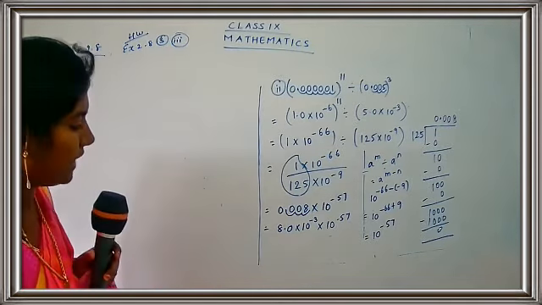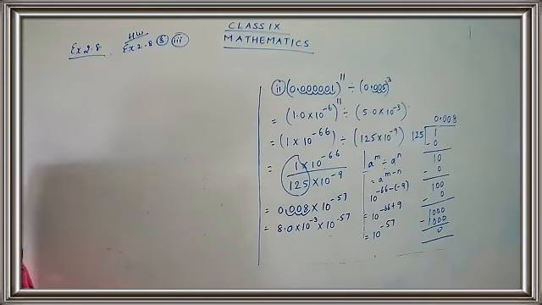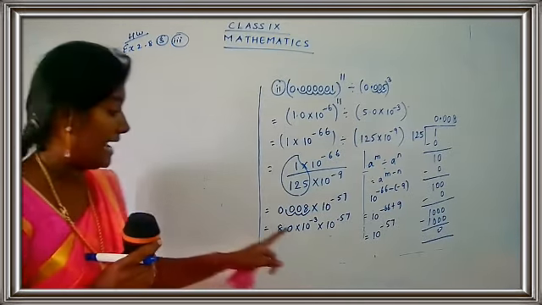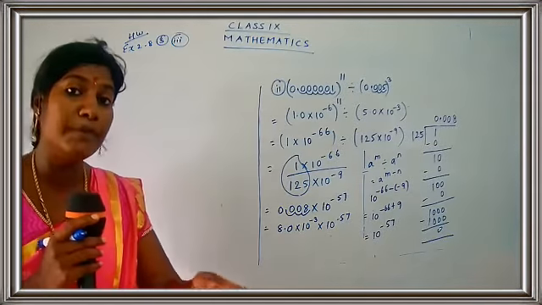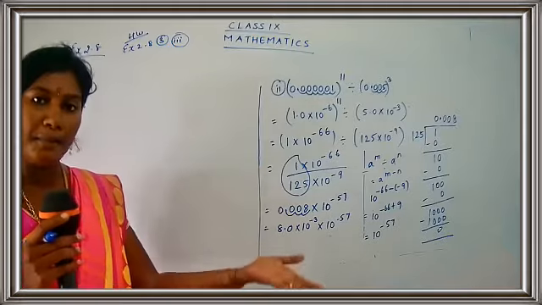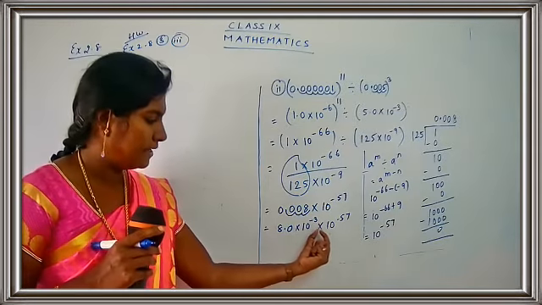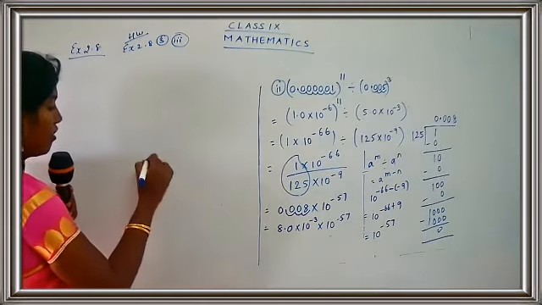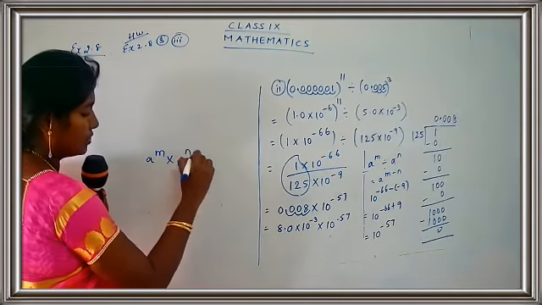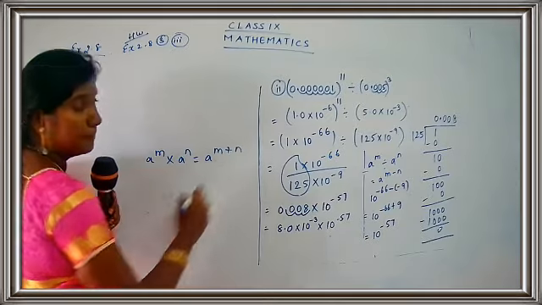Okay, so what I have is 8.0 into 10 raised to minus 3 into 10 raised to minus 57. Now this is a raised to m into a raised to n. What is the law for a raised to m into a raised to n? You are going to add the powers. You have a form of a raised to m into a raised to n, so the answer is a raised to m plus n.